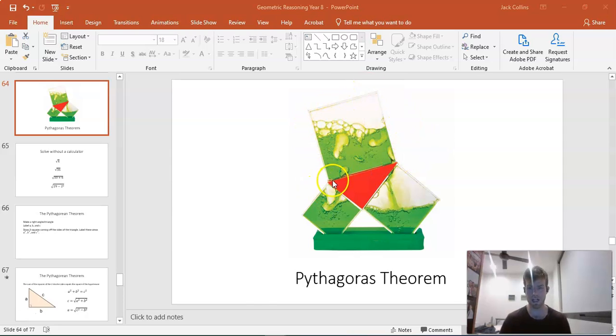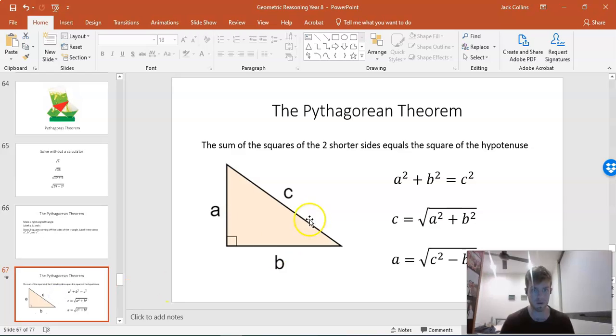So we'll look into the algebraic form of this now. The formula goes: if you square the longer side, c squared, so c multiplied by itself, which creates a large square on this side, it is equal to the sum, or if you add together, the square of a, or a squared, and b squared.